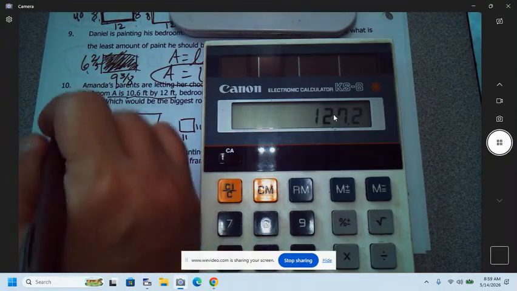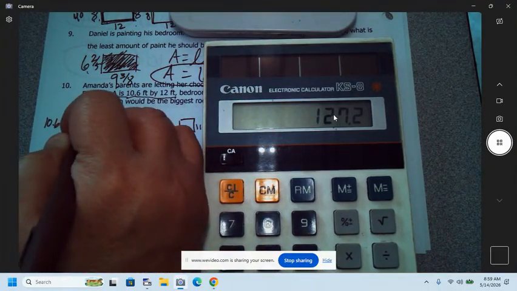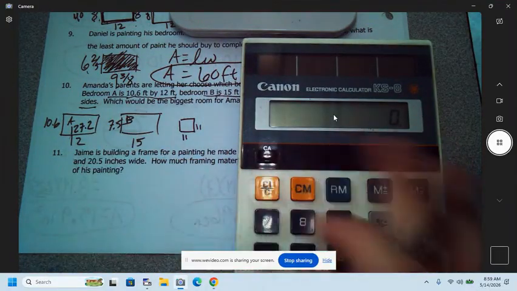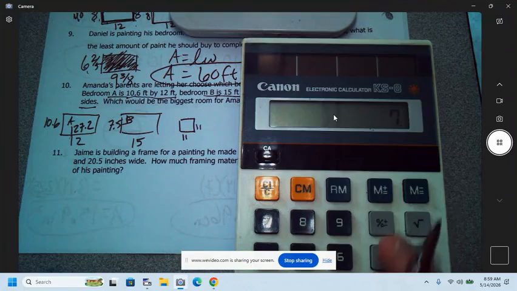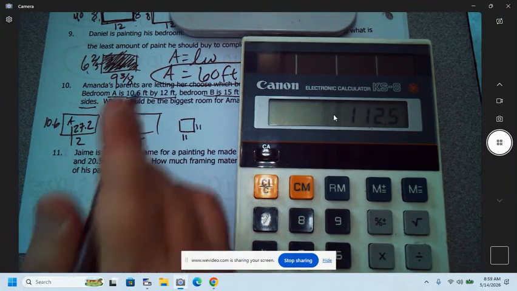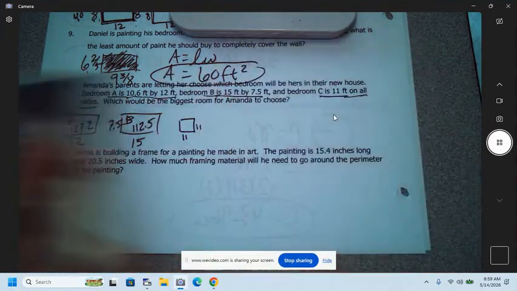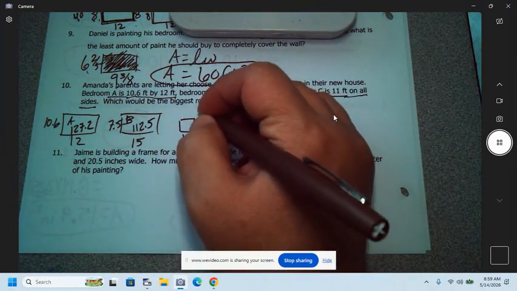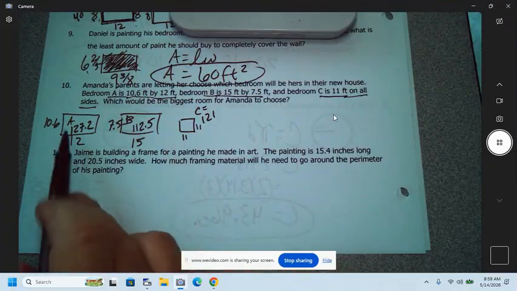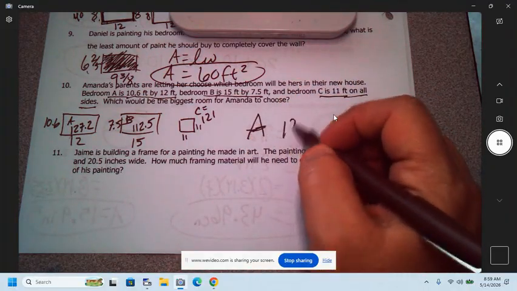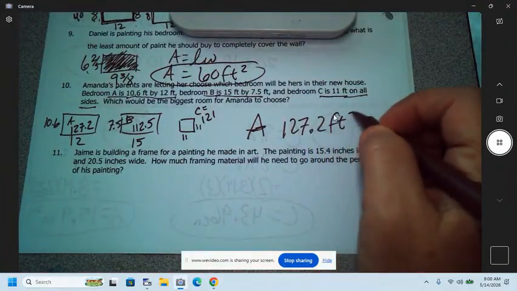So this one is 10.6 by 12, and this one is 15 by 7.5, and this one is 11 by 11. So bedroom A is 127.2 square feet. Bedroom B, 15 by 7.5, is 112.5 square feet, and I know 11 times 11 is 121 square feet. So the largest room is A at 127.2 feet squared.